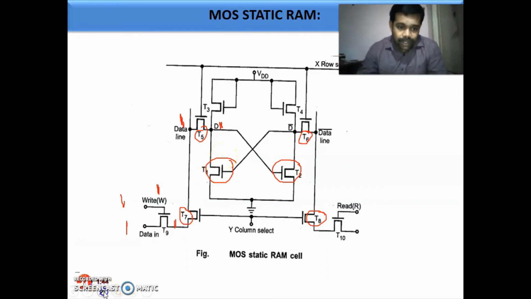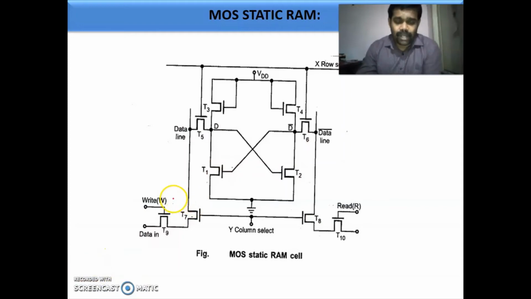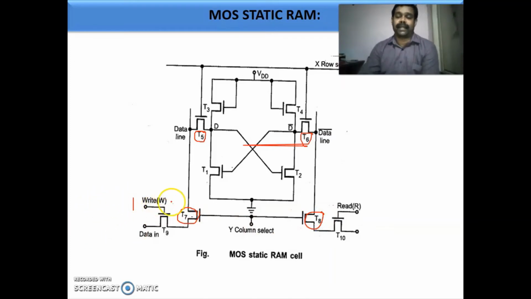Then I will explain writing 0. For writing 0 also, T5, T6, T7 and T8 are already on. Now I am giving a signal 1 to this write line, and I am giving a logic 0 to data in. Since T9 is conducting, I will be getting 0 here, and since T7 is conducting, I will be getting the 0 at this point, and at the data line I will be getting 0 since T5 is conducting due to the X row select line being 1.